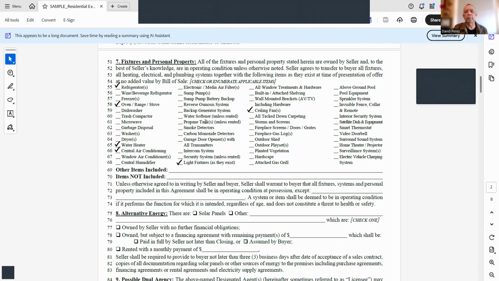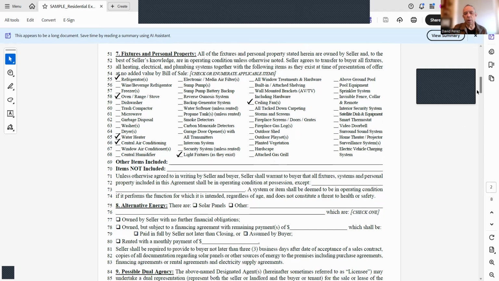pictures and personal properties. These are items that you are agreeing to leave behind. Here, like the refrigerator, the oven, water heater, central air conditioning, light fixtures, things like that. So that when they write up an offer, the buyer already knows what they're going to get or what is going to be left behind with the home.